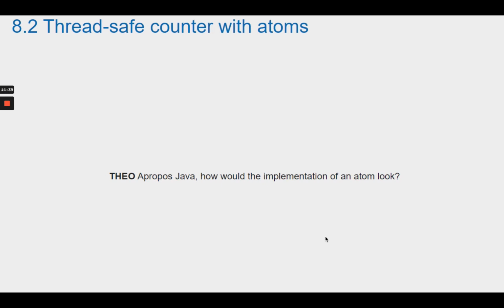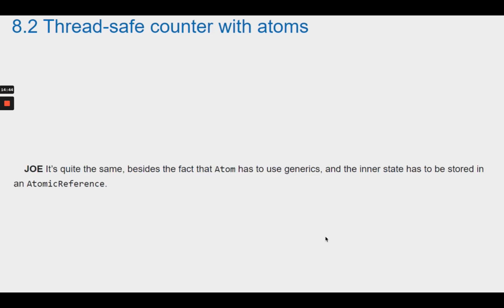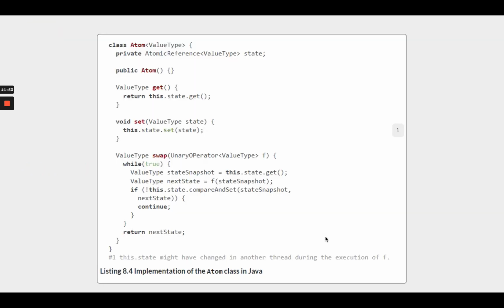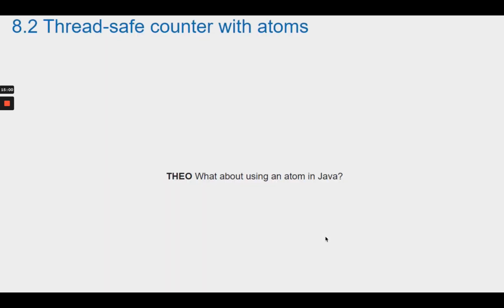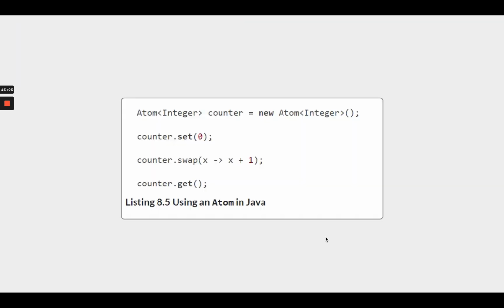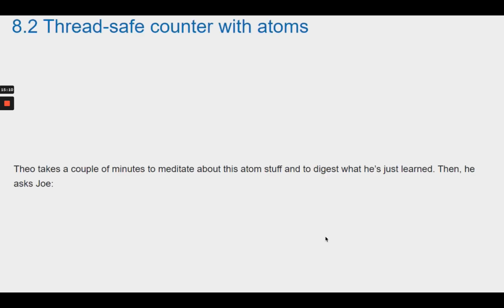Theo: Apropos Java, how would the implementation of an atom look? Joe: It's quite the same, besides the fact that Atom has to use generics and the inner state has to be stored in an atomic reference. Joe brings up a Java implementation of Atom on his laptop. Theo looks over the code. Theo: What about using an atom in Java? Joe: Here, take a look. It's quite simple.